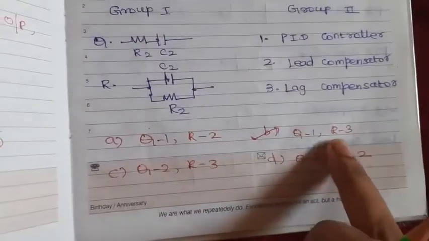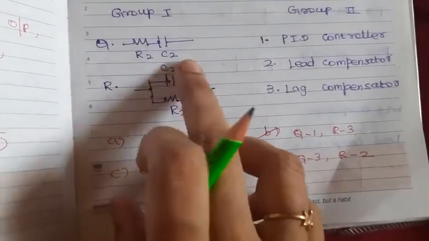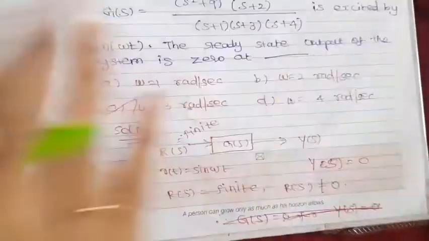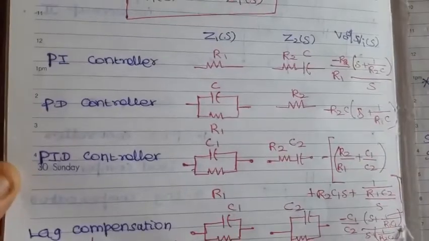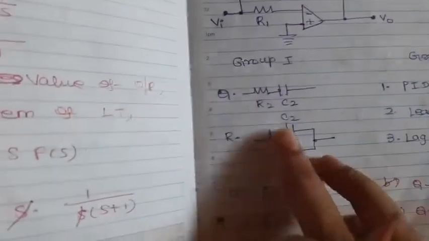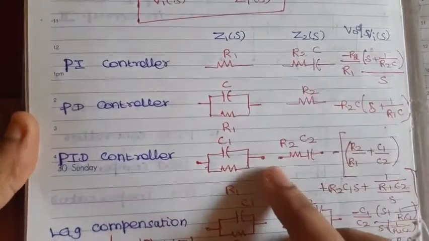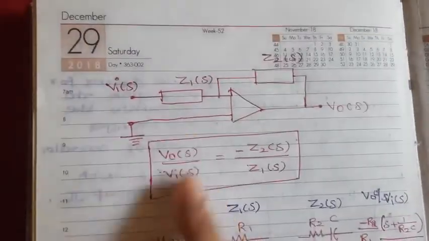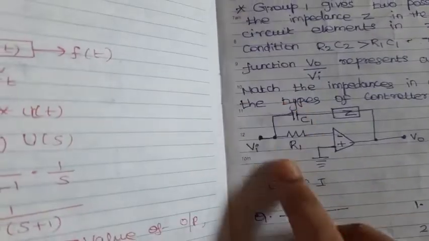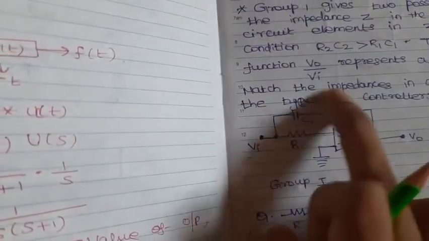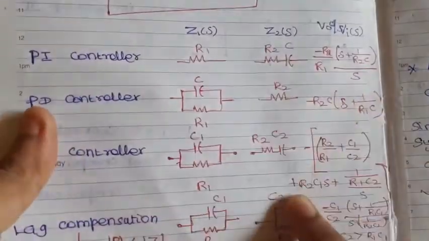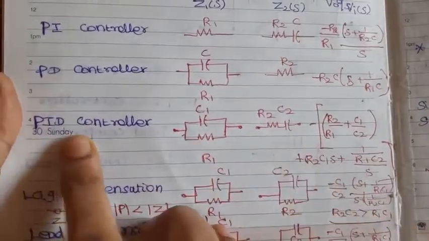So R represents 3. What is Q? R2 C2. So we need to identify R2 C2. It is in the series combination, right? So Z2 only we are going to find out here. Z1 value is given, and Z2 only we are going to find out. What is given for Z2? R2 in series with this, the PID controller.